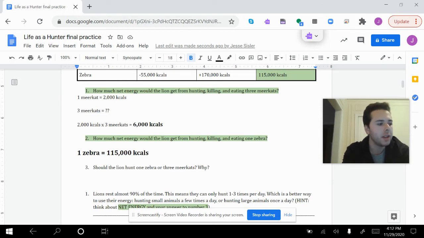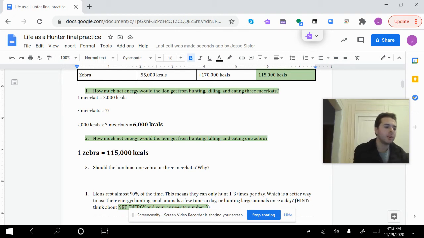So another way of thinking of this is, which of these scenarios will allow the lion to survive the day with enough energy? If it needs 13,500 kcals, is 3 meerkats going to be enough? Is 1 zebra going to be enough? And based on that, I'd like you to answer number 3. Should the lion hunt 1 zebra or 3 meerkats, and why?